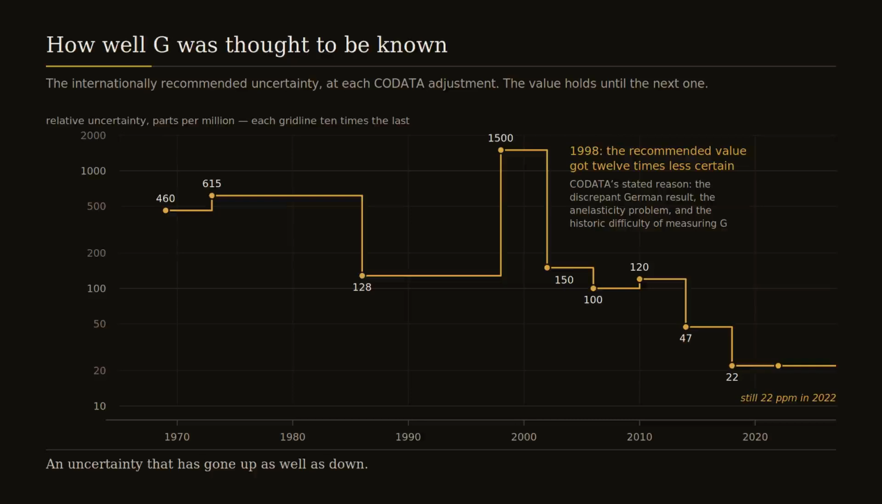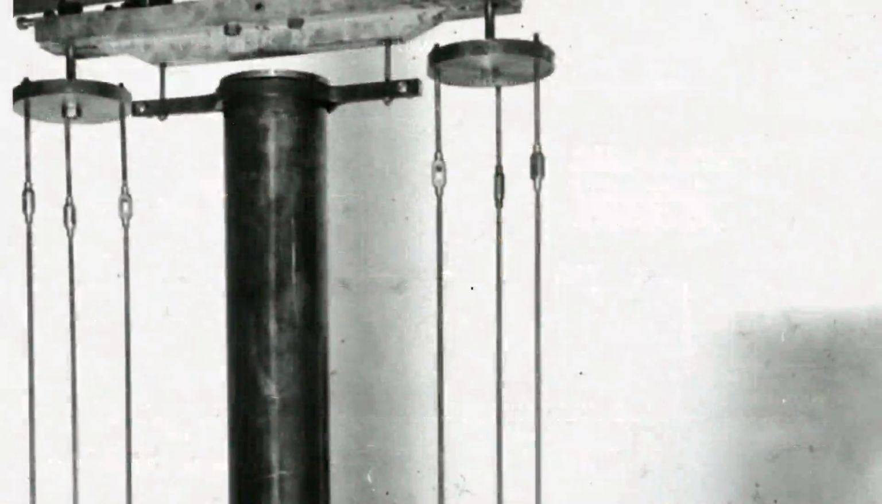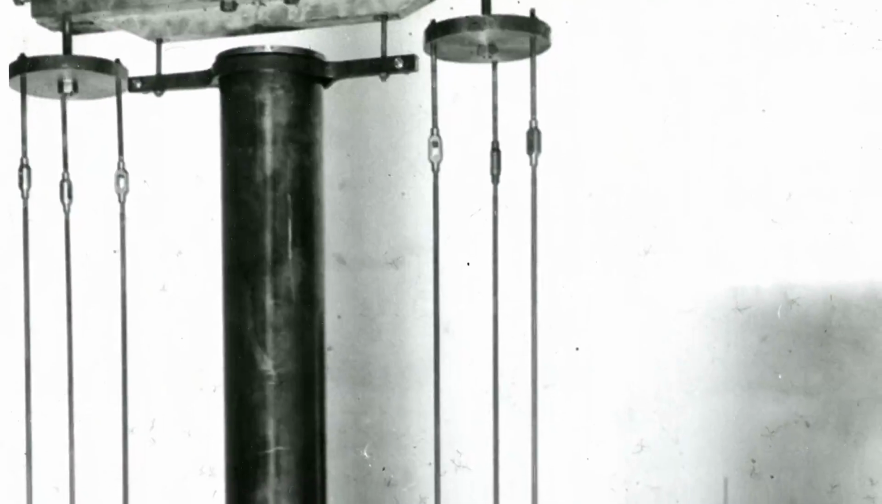In 2000, Jens Gundlach and Stephen Merkovitz at the University of Washington sidestepped the fiber problem entirely by mounting the torsion balance on a turntable and continuously turning the turntable to cancel any twist. With no twist, fiber stiffness cannot bias anything. Nobody beat their 14 parts per million for 18 years.